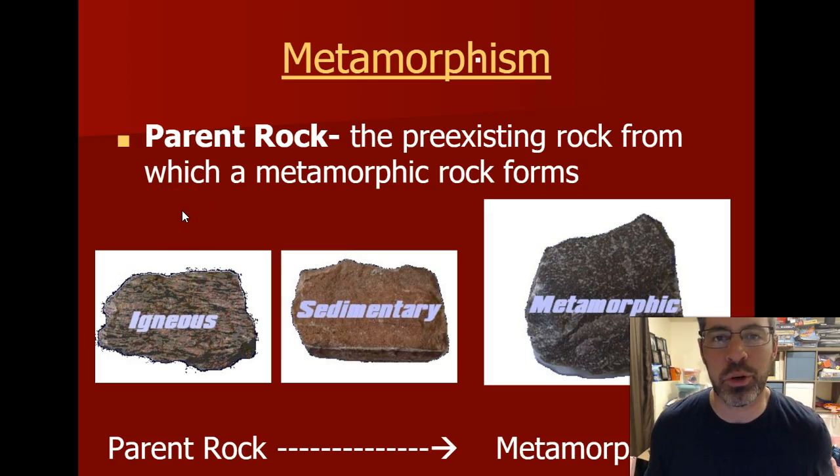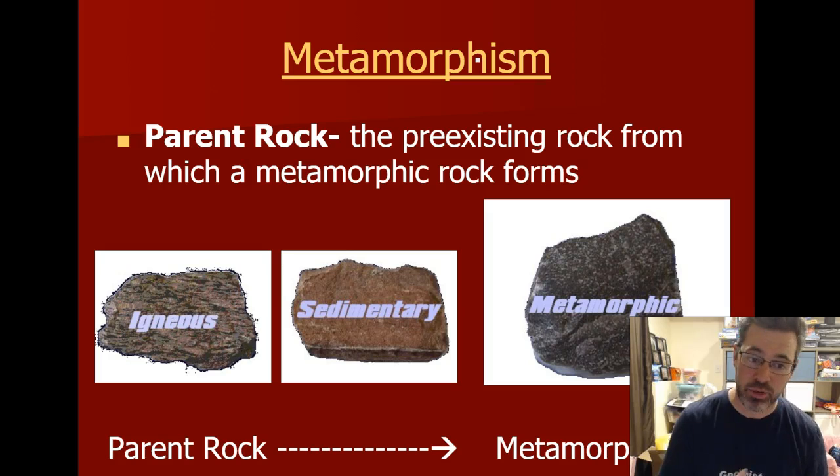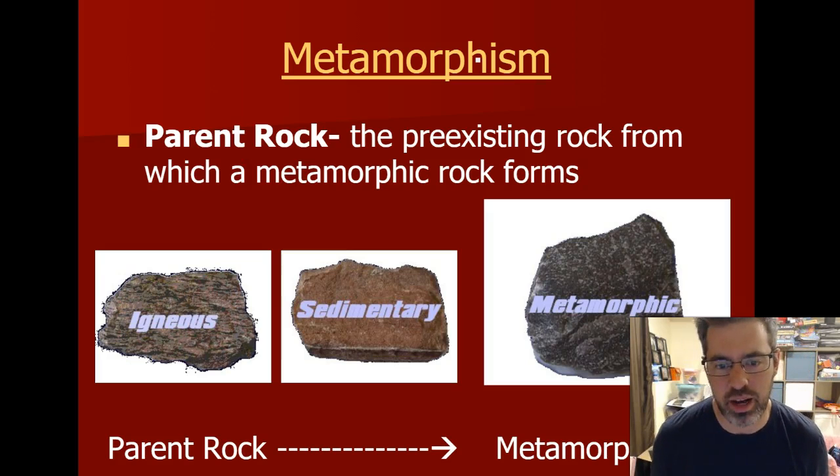The good old protolith conversation, folks. Protolith, guys, in layman's terms, it's the parent. It's the parent rock. All metamorphic rocks can come from particular rocks, but they always come from something else. We call those rocks parent rocks. They're the pre-existing rock from which a metamorphic rock is formed.